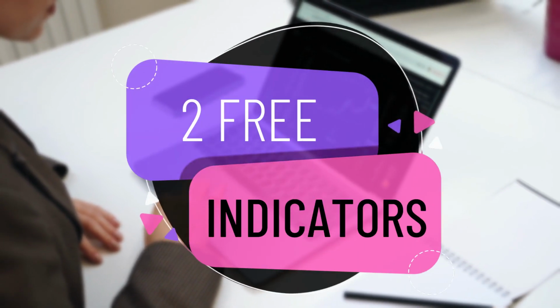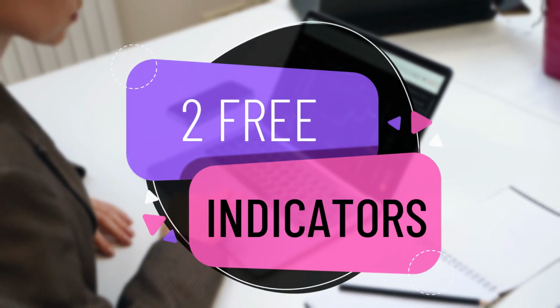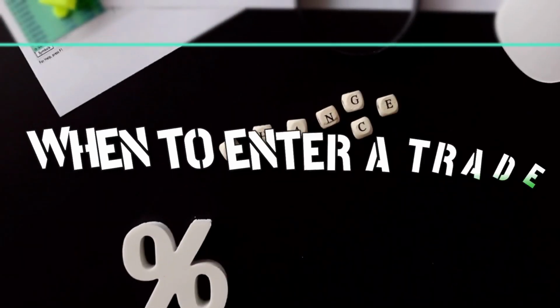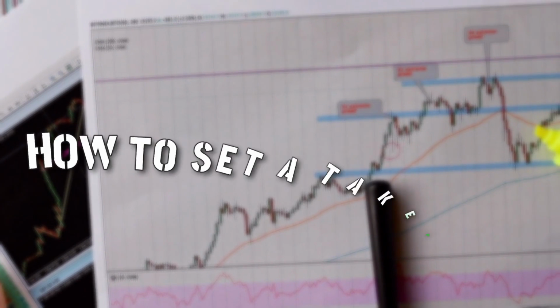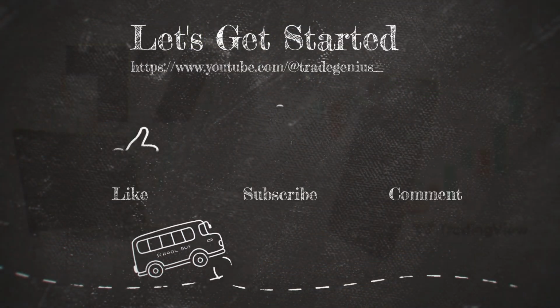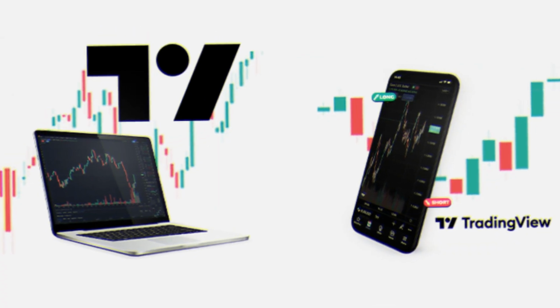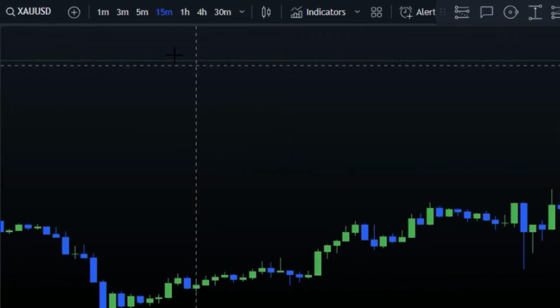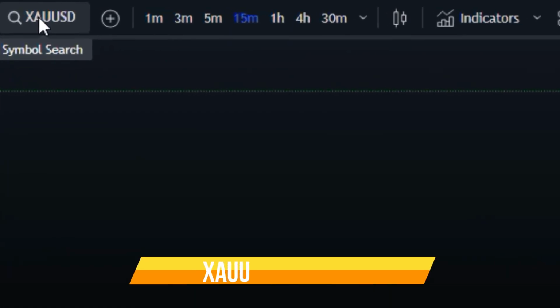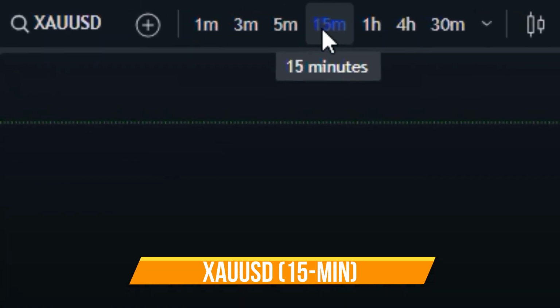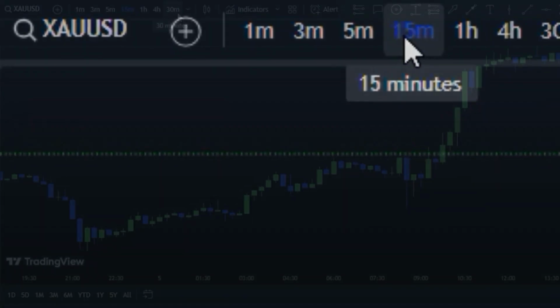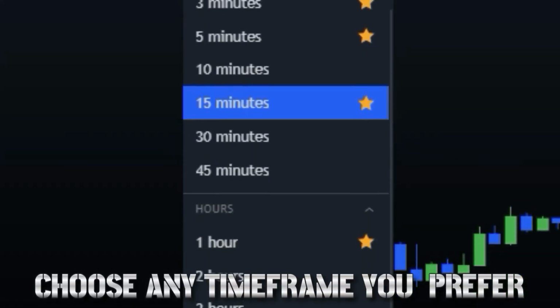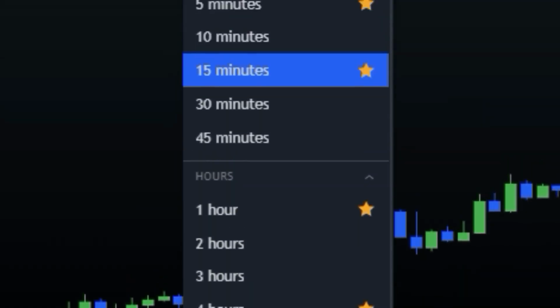It uses two free TradingView indicators, and by the end of this video, you'll learn when to buy or sell, where to set a stop loss, and how to find the best take profit levels. Let's get started. We're going to use TradingView with a 15-minute gold chart. But don't worry, this works for all sorts of markets and time frames.